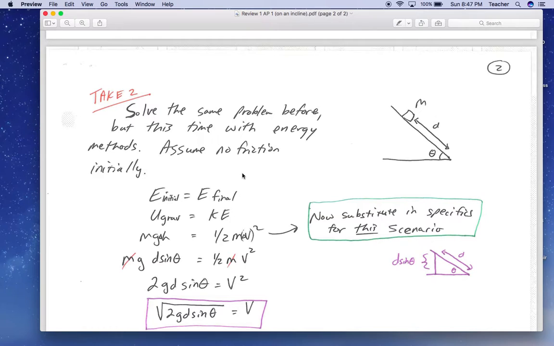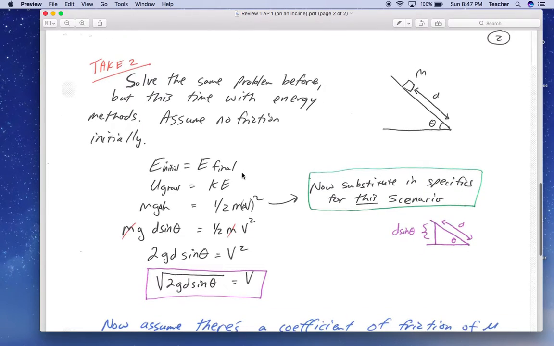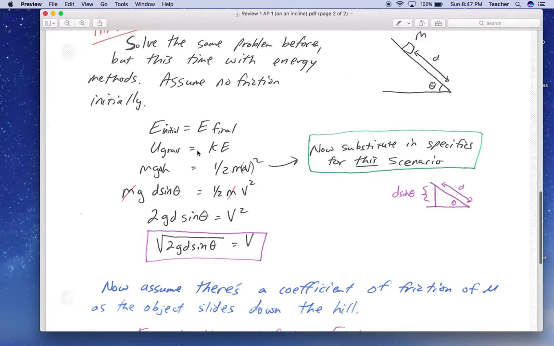Initially, let's say there's no friction. Since nothing's rolling, we don't have to worry about rotational kinetic energy. So the key thing here is looking and showing this. The energy is conserved. E initial equals E final. And if there's no friction, that's absolutely true. A lot of times that'll get you a point on the AP exam. So we have gravitational potential energy is equal to kinetic energy.